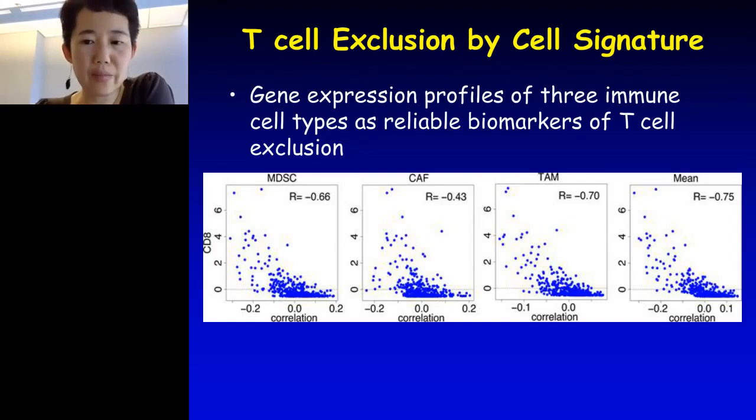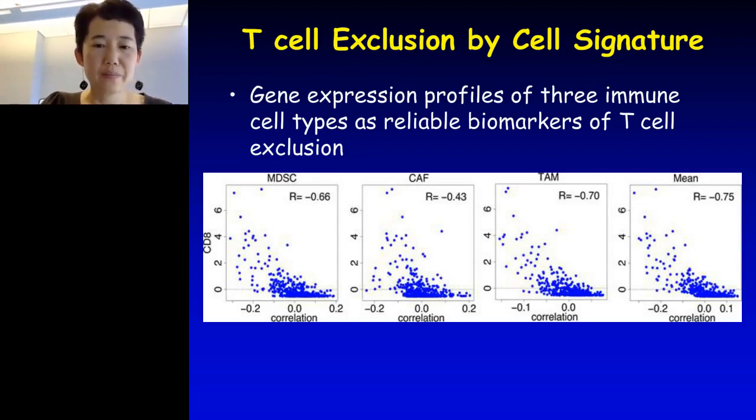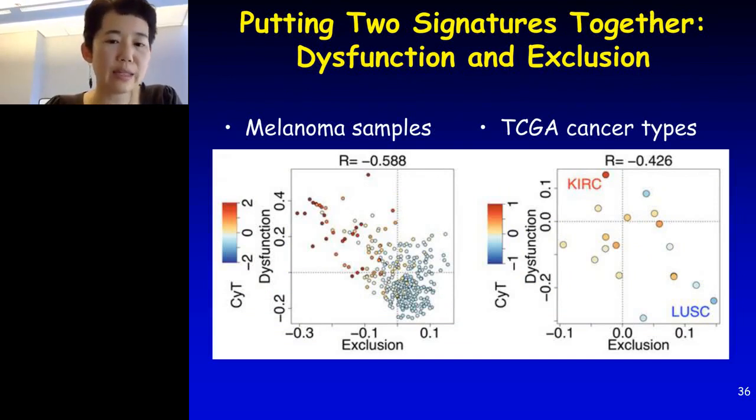And then on the very right side is the mean. We average the signature from all 3 together. And then you can see, in general, when the tumor has high correlation with this signature, indeed, it will have lower CD8 infiltration. And the correlation is even more robust here. And so we use this to really model the T cell exclusion, when the T cell cannot get into the tumor.